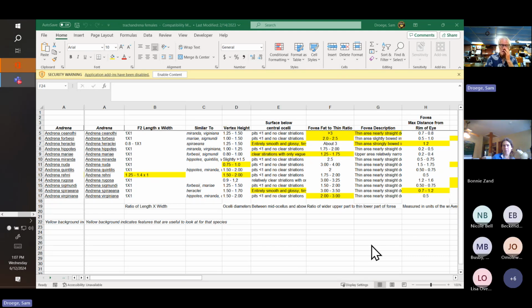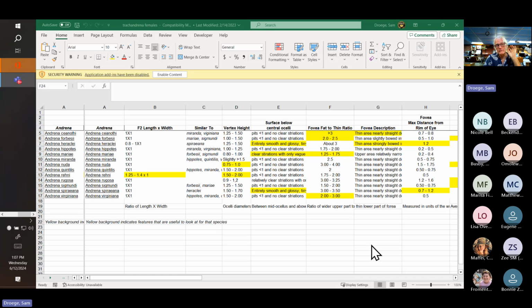Again, we'll see this. And then a further character, if you really need to, or you can't see the others, that helps define what the group is if you look on the face, these are females again. If you look on the face, the facial fovea.